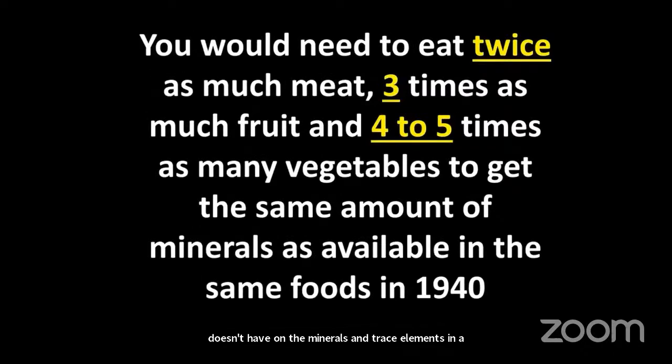We'd have to eat twice as much meat, 3 times as much fruit, and 4 to 5 times as many vegetables just to get the same amount of minerals as would have been available in those same foods in 1940. I have lots of data on that I'm not going to go through this morning because I have a short amount of time, but you will find it on my website, and it's all published in peer-reviewed international scientific journals.